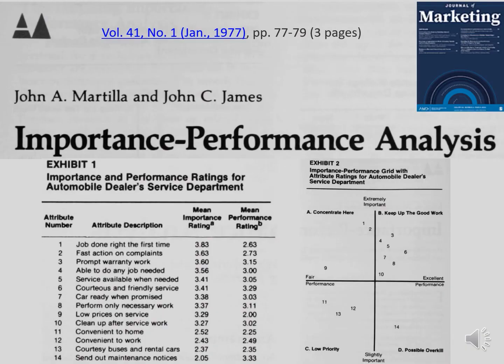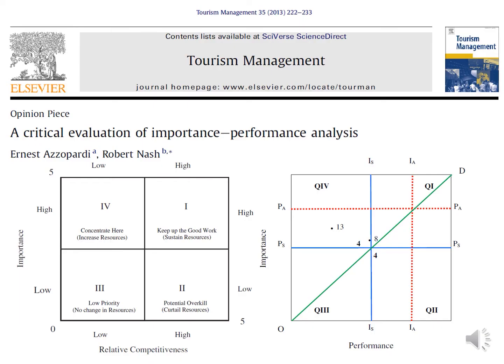Importance performance analysis, IPA, is a good tool for policy evaluation. In their paper published in the Journal of Marketing in 1977, Martilla and James showed how to evaluate and find the priority in our service development with the importance and performance grid. Importance performance analysis is frequently used in tourism management. Azzopardi and Nash showed how to depict and interpret the IPA result in quadrants.